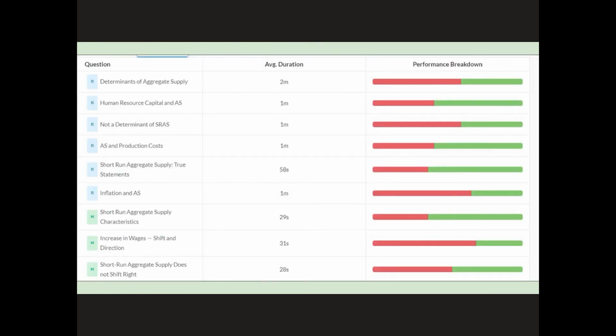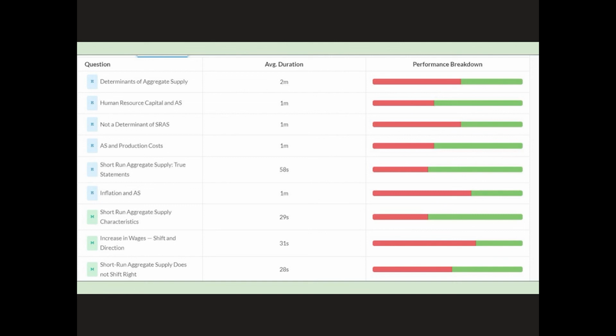And here's more data around the breakdown of questions within an assignment. So I gave this assignment on the aggregate supply curve, which is a macroeconomic concept for AP. And it breaks it down by question. So I can see very clearly in color which students are struggling a bit more. So inflation in AS seems to be a question that they miss more often than average. The increase in wages and shift in the direction, that's another question. They're doing a little bit better here, a little bit better here and here.